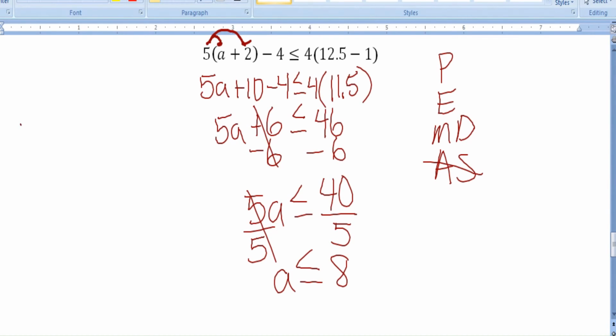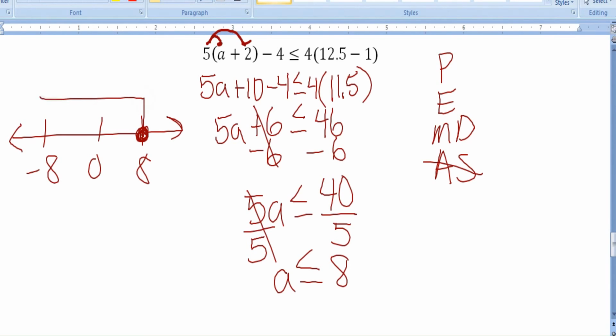Now I'm going to graph it. Really simple graph, 3 numbers. I'm going to use a closed circle on 8, and I'm going to shade in the less than direction. This less than or equal to symbol lets us know it's included, so you have to make a closed circle. And then if you read it correctly, it says a is less than or equal to 8, so you have to shade in the less than direction.